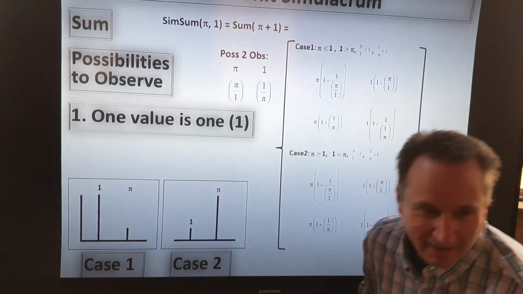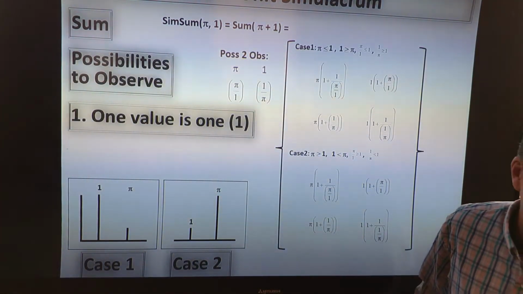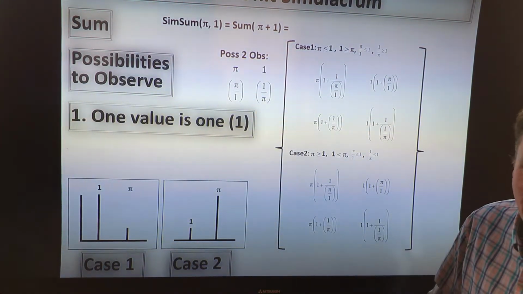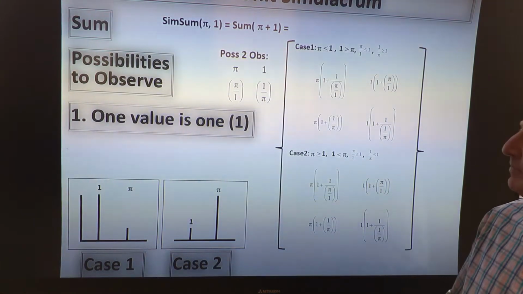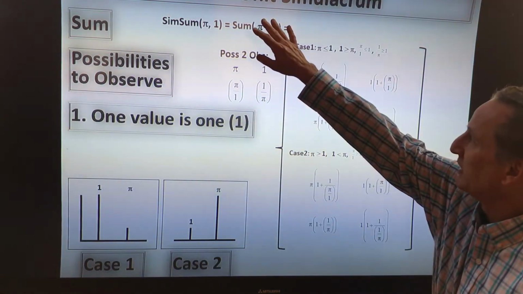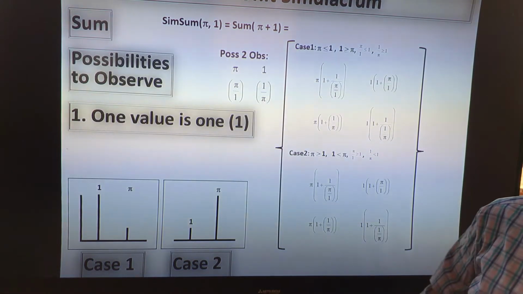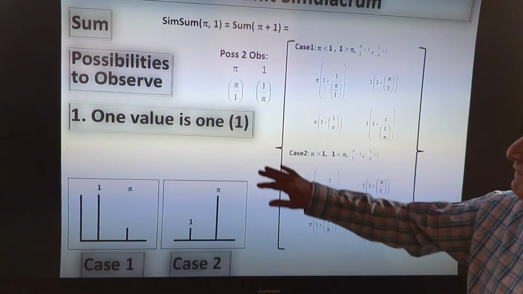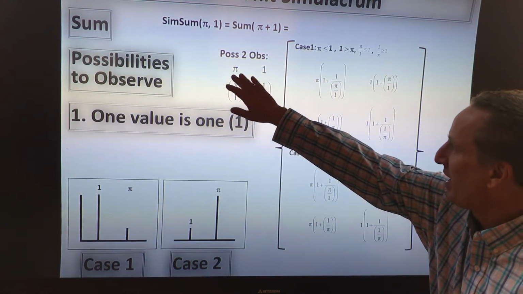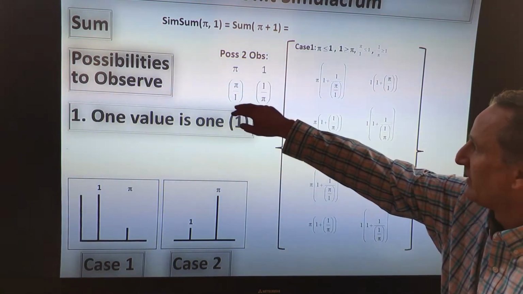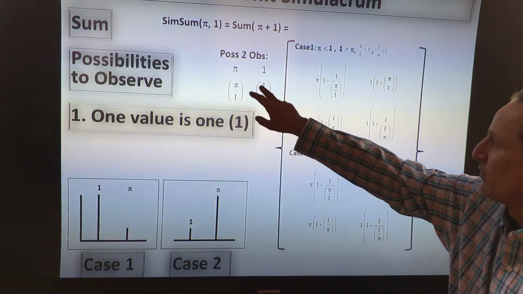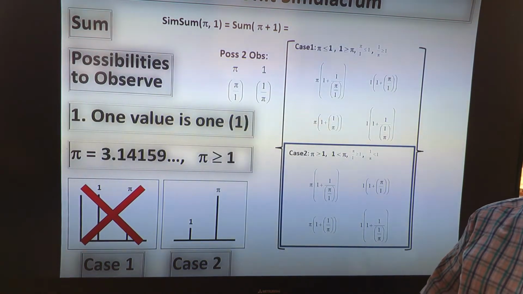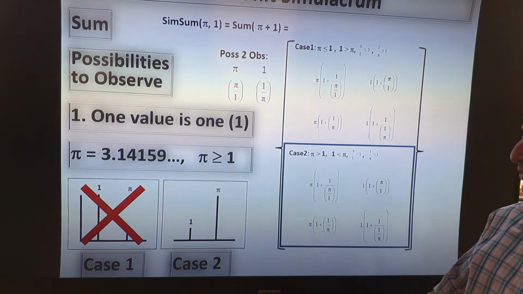This is the pi unit simulacrum. It has 2 specifications now. One value is 1, and that's what makes it a unit simulacrum. And it's the pi unit simulacrum because it's the unit simulacrum with pi. So we're going to have 4 possibilities to observe: pi and 1, and then the ratio pi over 1 and 1 over pi.